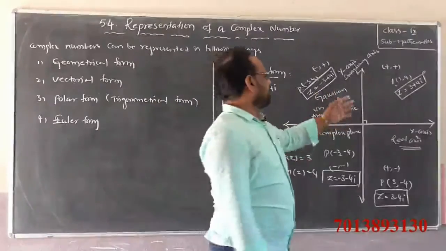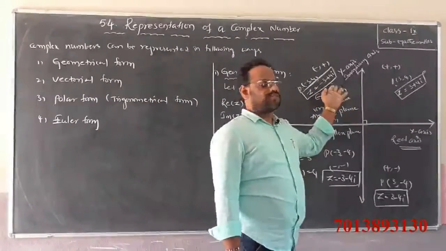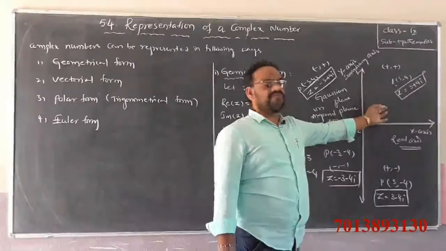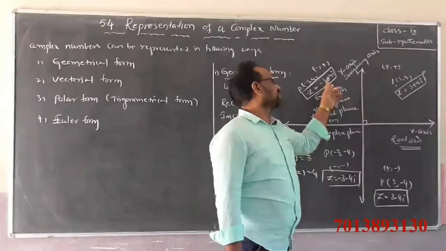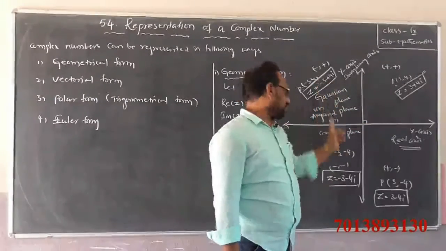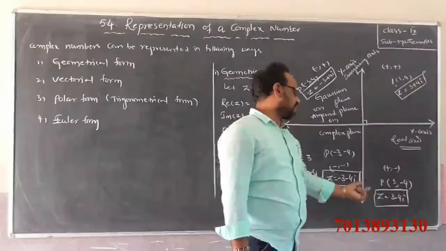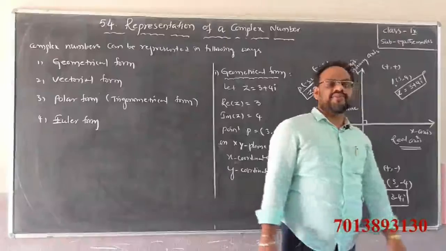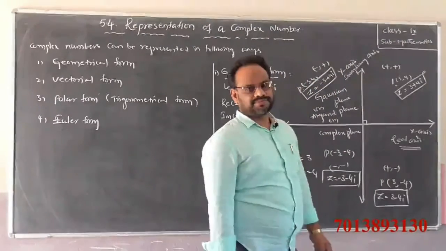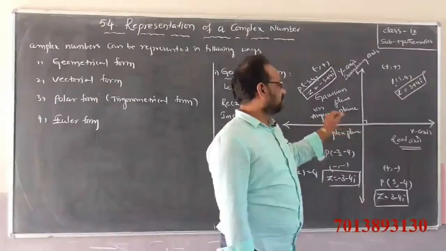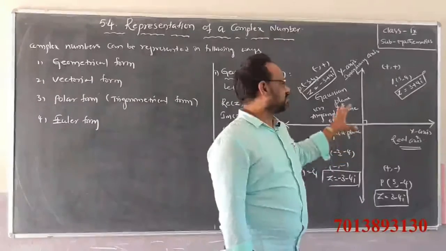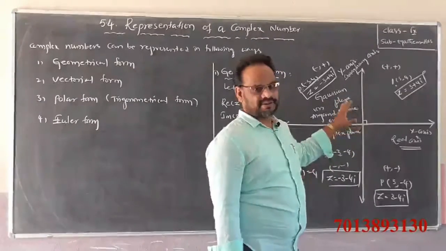Each of these is different. 3 plus 4 times iota is the first quadrant. Minus 3 plus 4 times iota is the second quadrant. Minus 3 minus 4 times iota is the third quadrant. Plus 3 minus 4 times iota is the fourth quadrant. Let us plot the complex numbers like this.